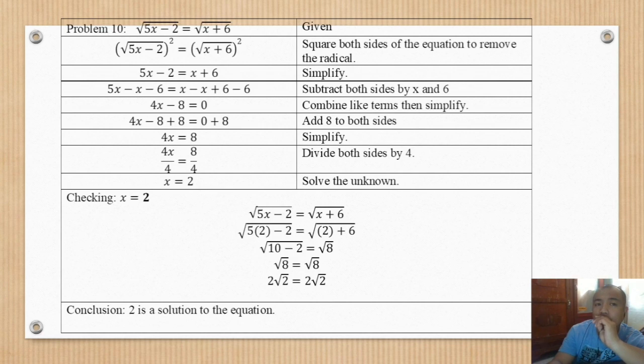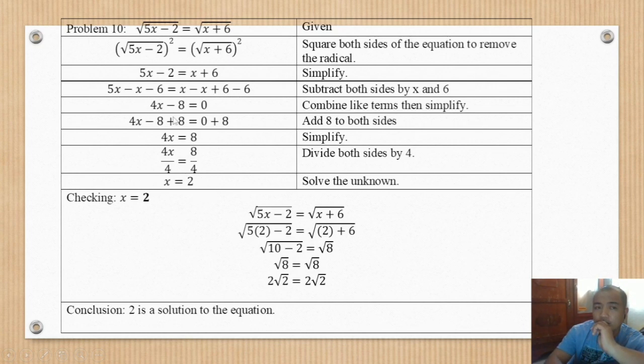Next, we proceed to problem number 10. Square root of 5x minus 2 equals square root of x plus 6. Since both sides of the equation are radicals, square both sides of the equation to remove the radical. Square root of 5x minus 2 squared is 5x minus 2. Square root of x plus 6 squared is x plus 6. From this equation, 5x minus x is 4x. Negative 2 minus 6 is negative 8. So we have 4x minus 8 equals 0. Transpose negative 8, so it becomes 4x equals 8. Then divide both sides by 4. 8 divided by 4 is 2. So 2 is the solution.